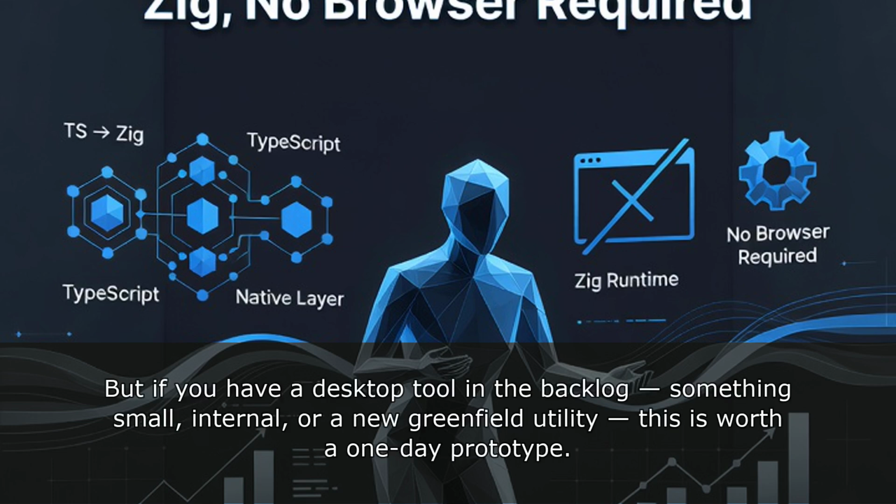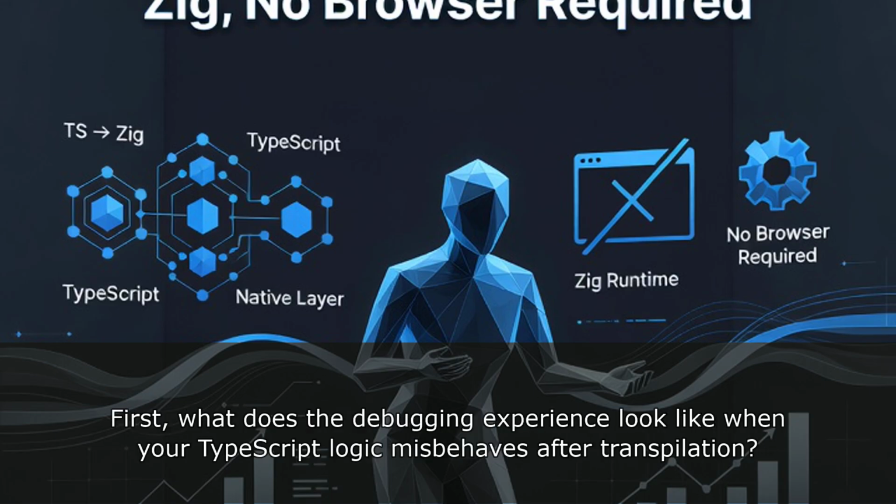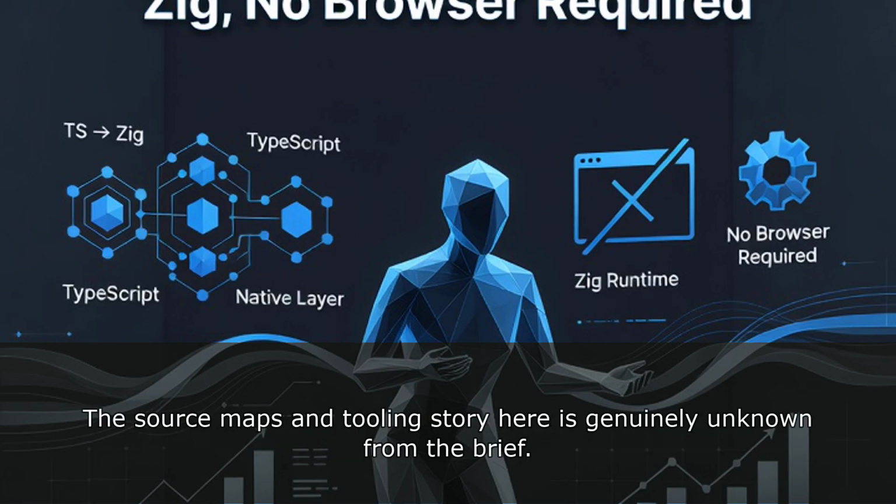First, what does the debugging experience look like when your TypeScript logic misbehaves after transpilation? The source maps and tooling story here is genuinely unknown from the brief. Second, how painful is the UI markup rewrite relative to what you're used to? And third, how active is the third-party component ecosystem right now? If those answers come back reasonable, this moves from watch to pilot.